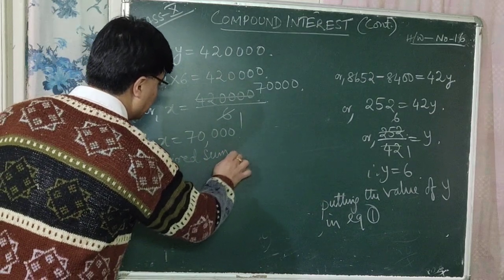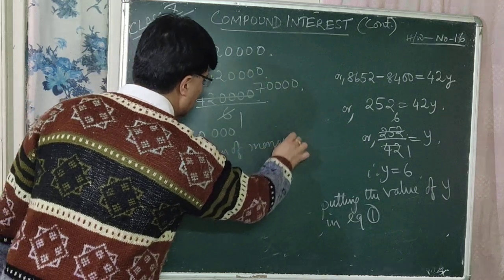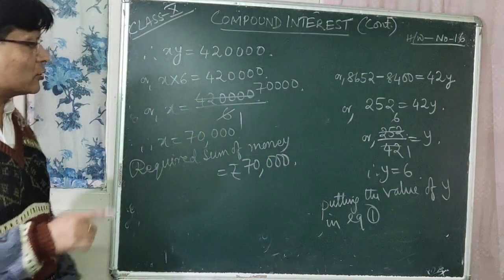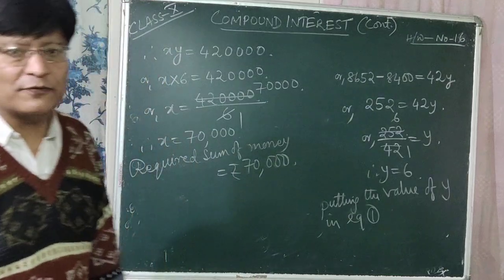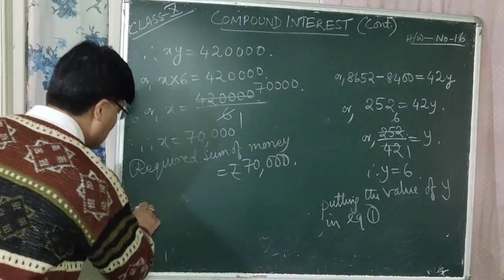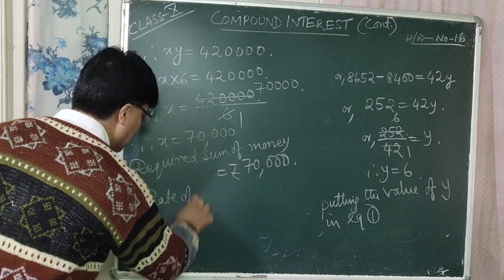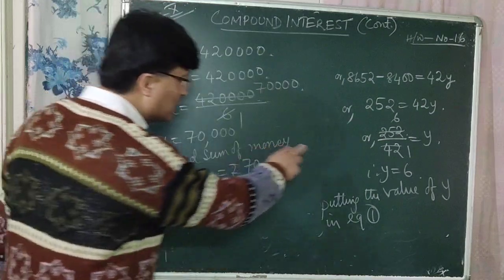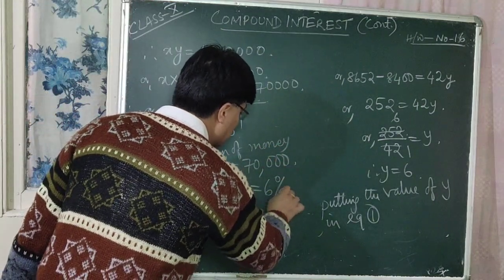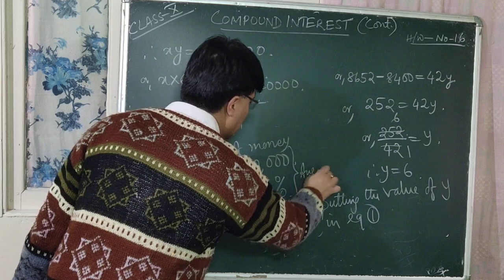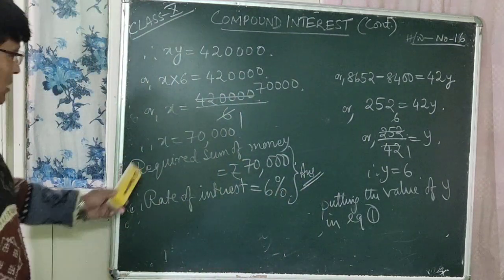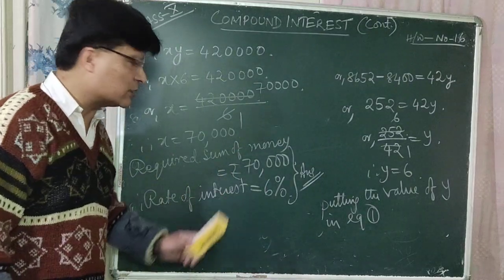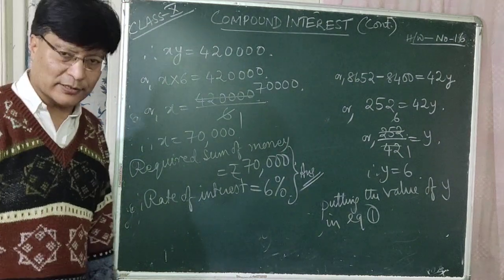So required sum of money is equal to rupees 70,000. And actually what was y? Y was the rate of interest per annum, isn't it? So therefore rate of interest is equal to y%. Y% is equal to 6. That means 6%. So these are the two answers. So the required sum of money is rupees 70,000 and the required rate of interest is equal to 6%. So these are the two answers. Okay.